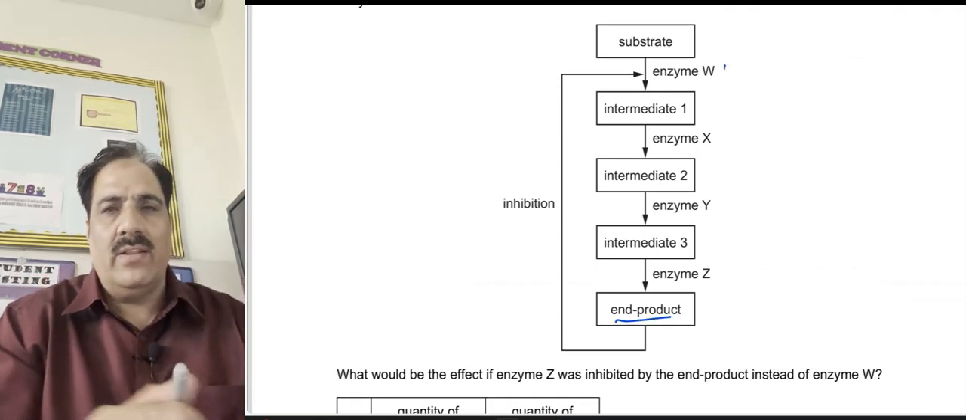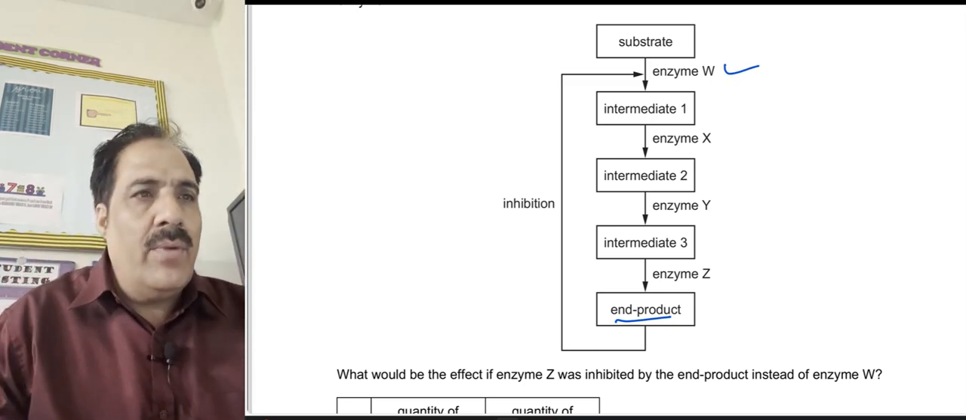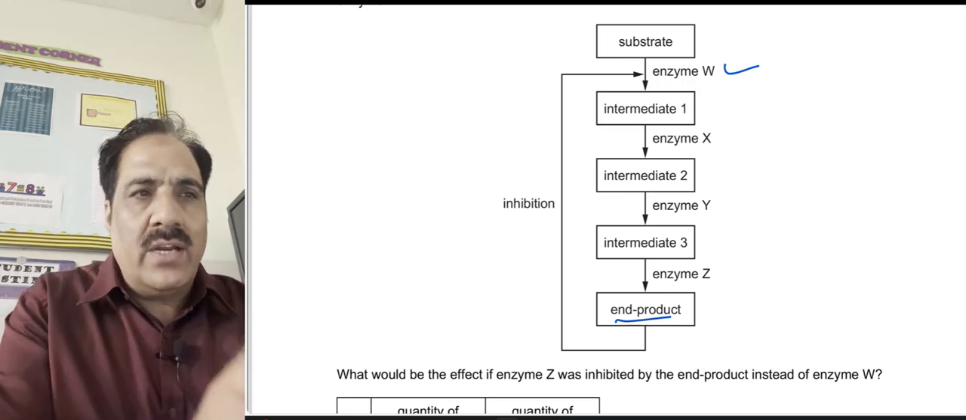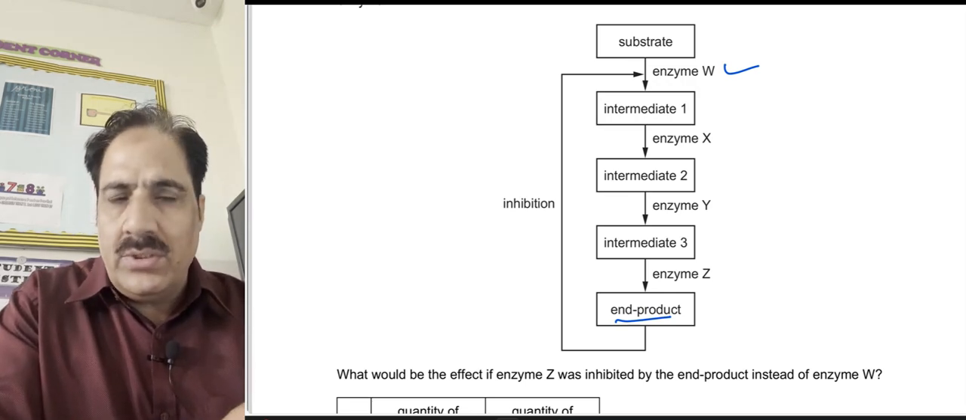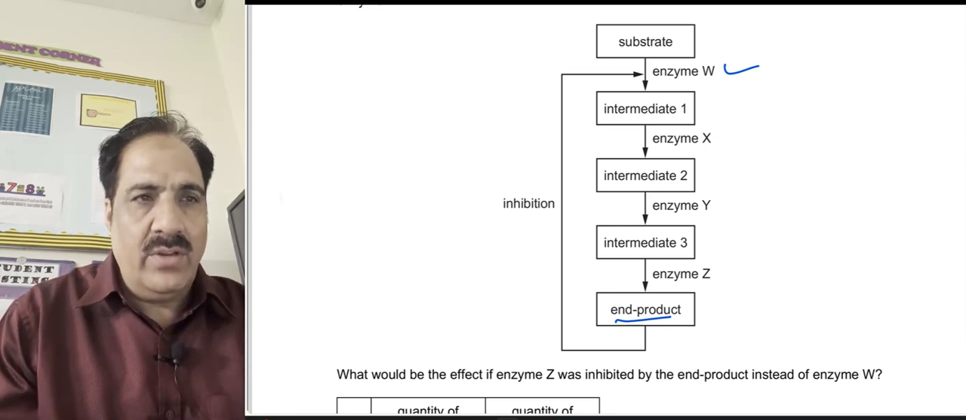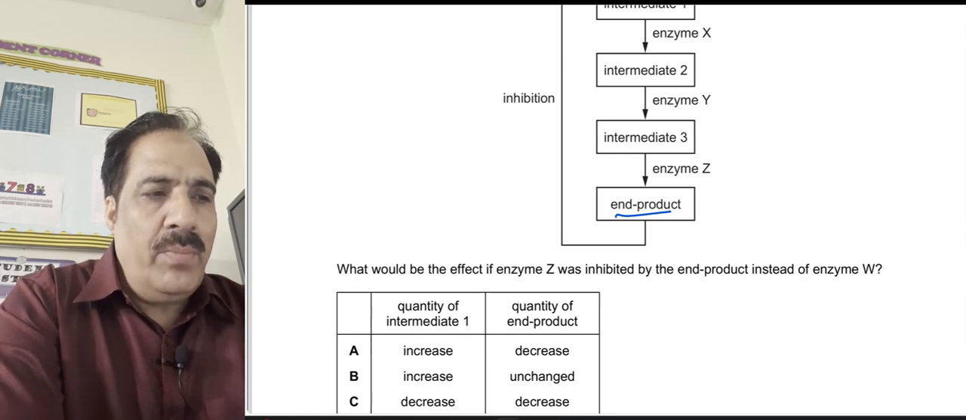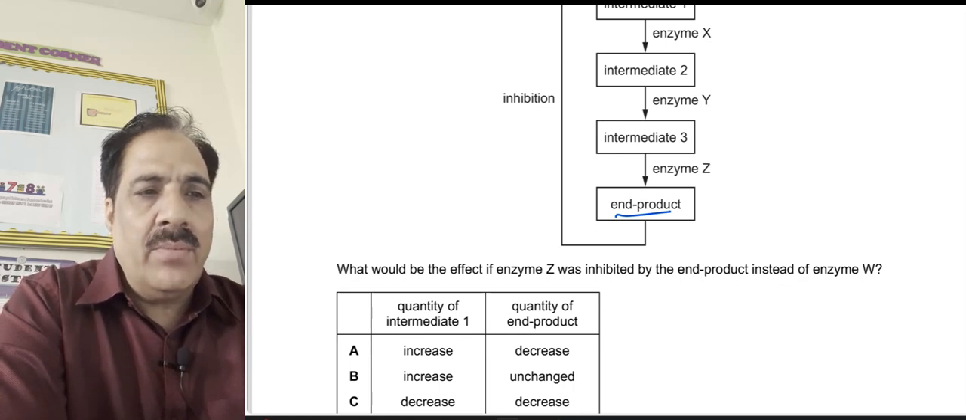As the concentration of the end product increases, enzyme W will not be able to work. That means the intermediate one will not be produced, so it will stop. It will work that way. This is what we call end product inhibition. What would be the effect if the enzyme Z was inhibited by the end product?